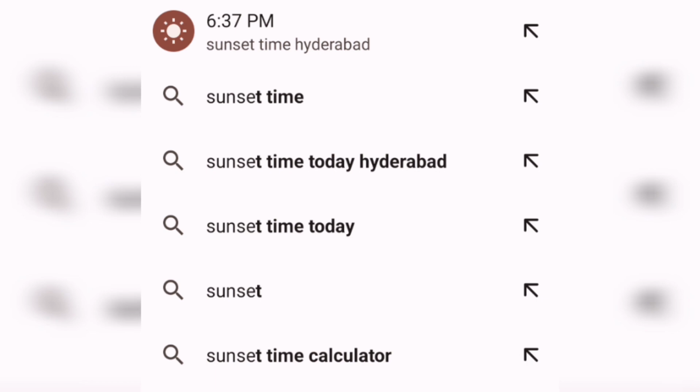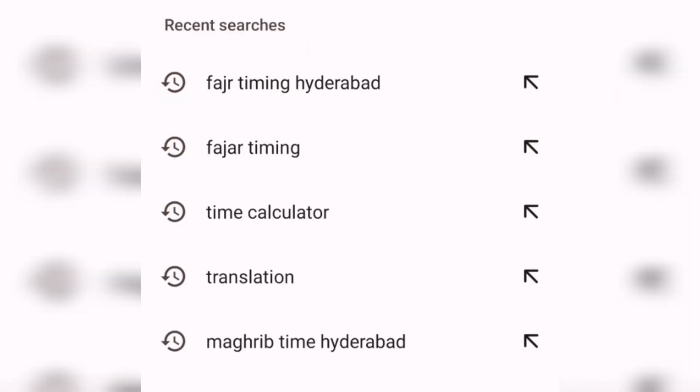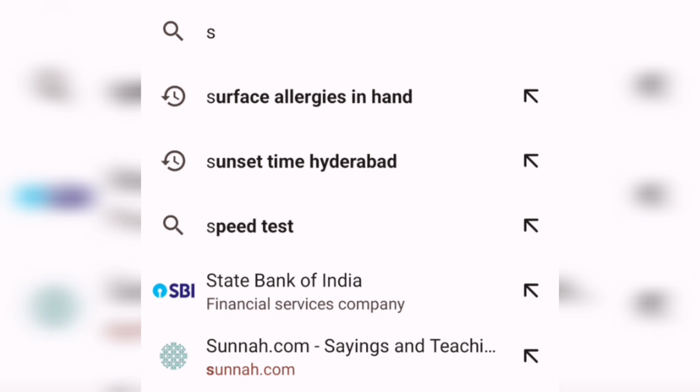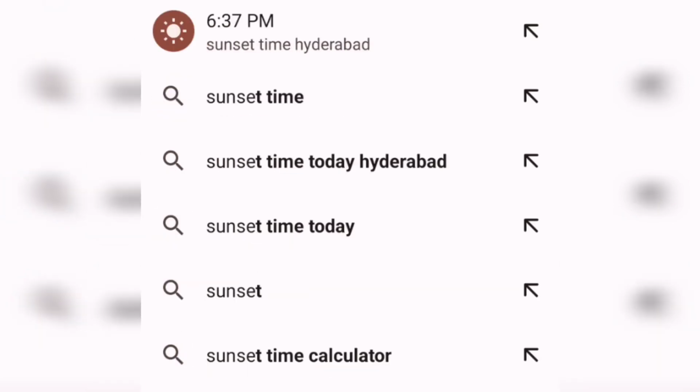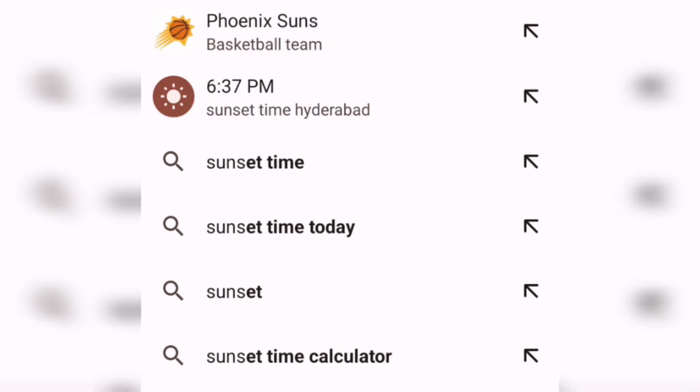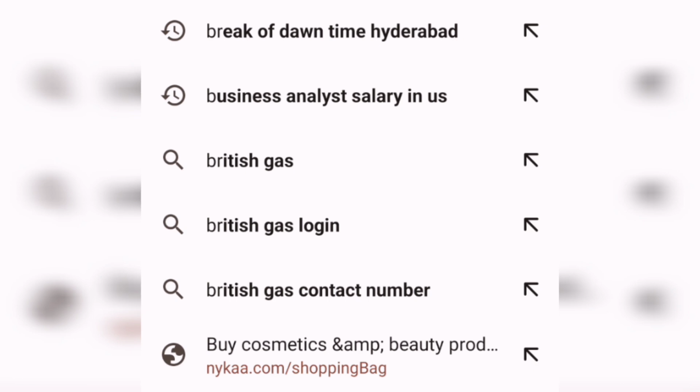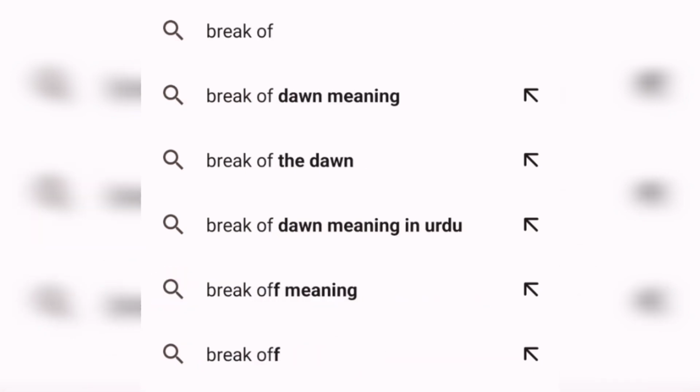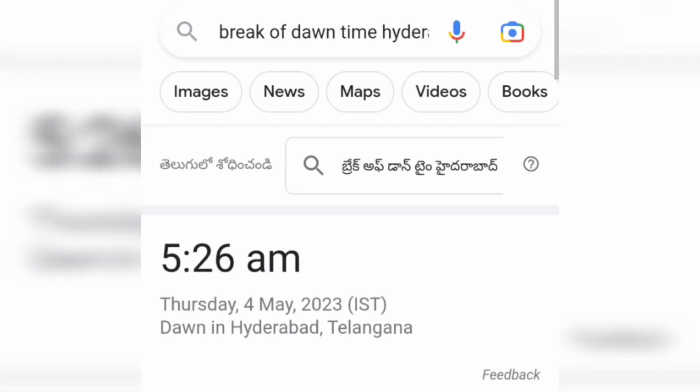So let's begin. A'udhu billahi minash shaitanir rajim. Bismillahir rahmanir rahim. So I'm starting with the time of sunset. As I have said, we are going to consider two time slots, that is sunset and break of dawn. In my city the timing is 6:37 p.m. This is my sunset time. Now let's consider the timing of break of dawn, which, as you will be seeing on your screen, is 5:26 a.m. So these are my two time slots.